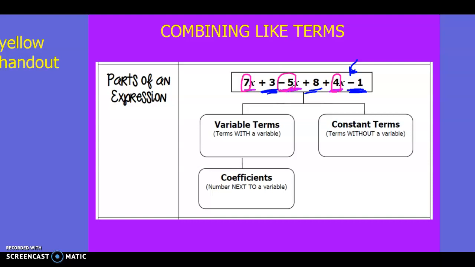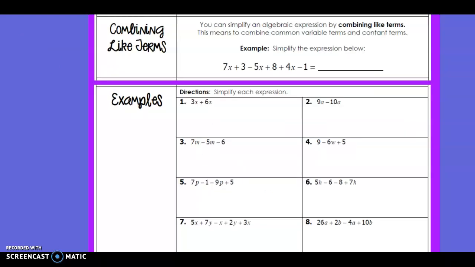Today we're going to focus on like terms. Like terms are terms in an algebra expression that have the same letter or group of letters, and they have to have the exact same exponent on them. Another type of like term are our constant terms, or our numbers. And so today we're going to work on combining them.